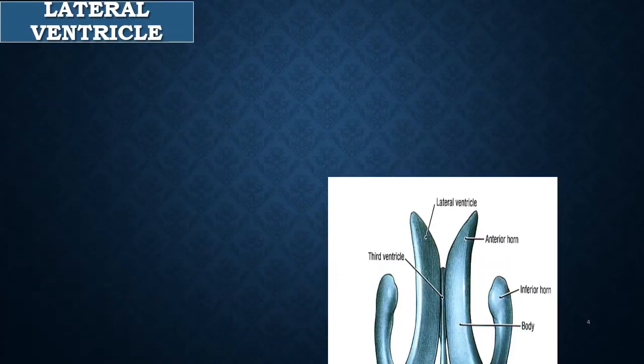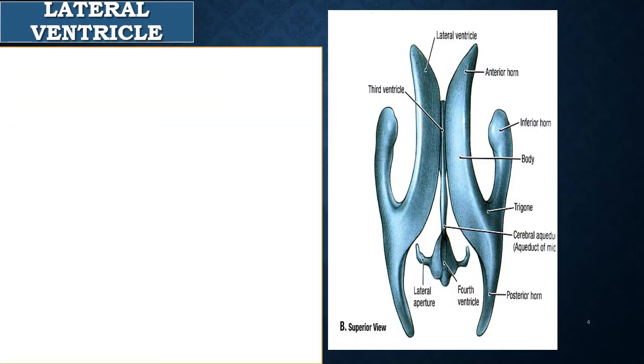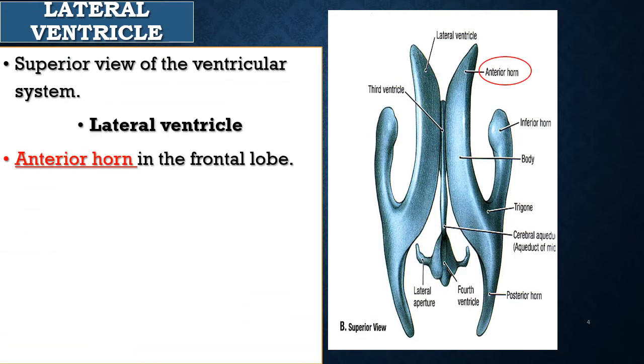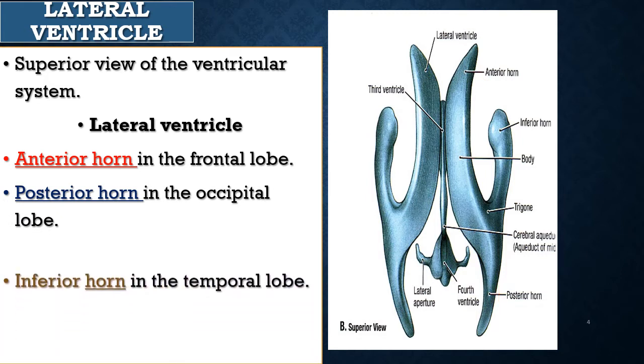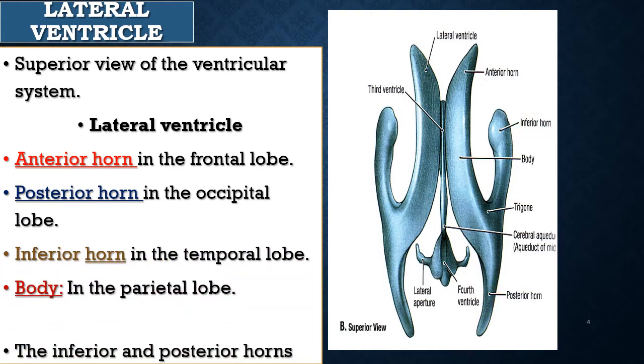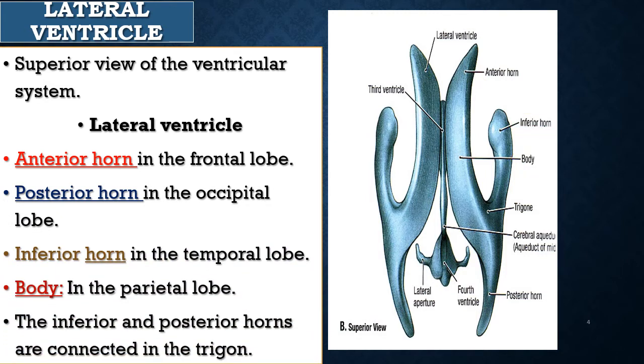Then moving to the lateral ventricle superior aspect. So how it appears when you observe from the superior aspect. So we have separated the lateral ventricles, and we can identify the three horns over here: anterior horn, posterior horn, inferior horn, and the central part or body.